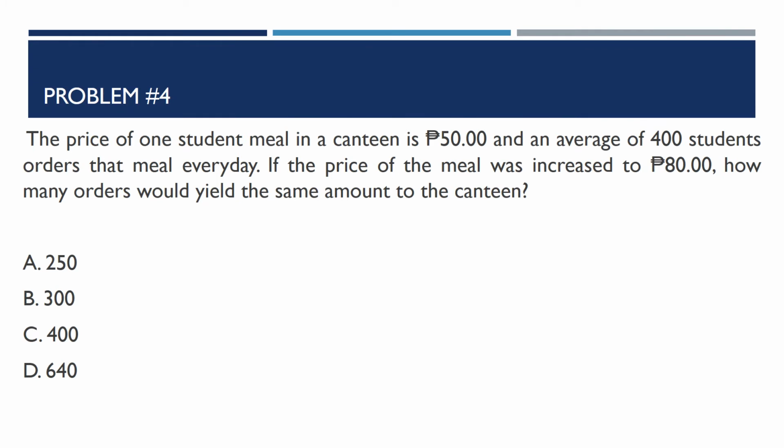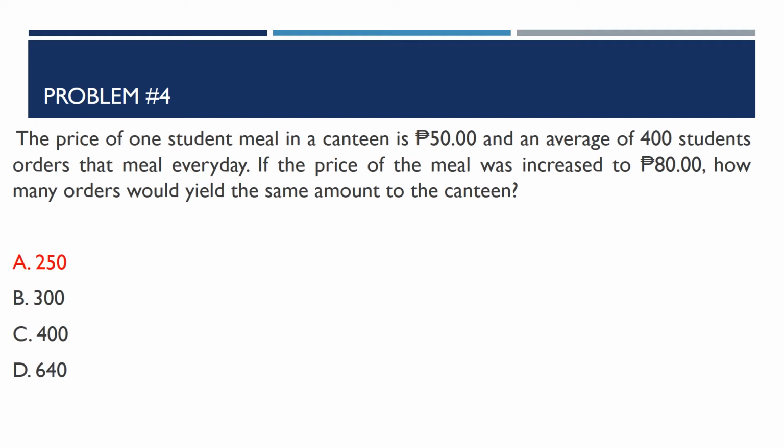So here's the fourth problem. The price of one student meal in a canteen is 50 pesos, and an average of 400 students orders that meal every day. If the price of the meal was increased to 80 pesos, how many orders would yield the same amount to the canteen? So let's have the answer. So the answer for the fourth problem is 250.